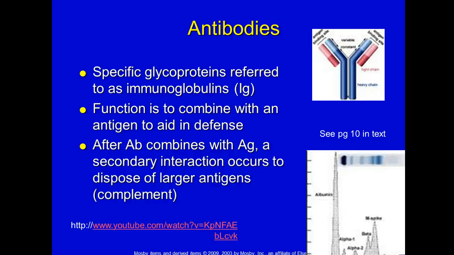All right, moving on to antibodies. Antibodies are specific glycoproteins referred to as immunoglobulins. Sometimes we refer to gamma globulins as well. They function to combine with an antigen to aid in defense. After an antibody combines with an antigen, a secondary interaction occurs to dispose of those antigens, which is referred to as complement. We will discuss complement in detail during Module 5.